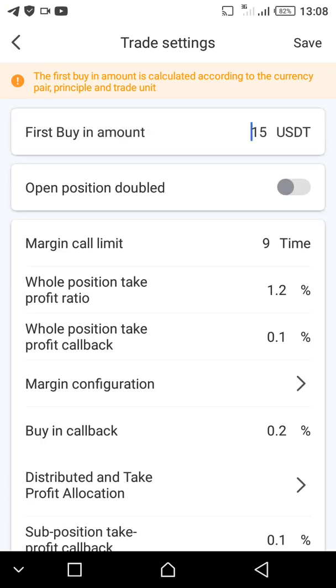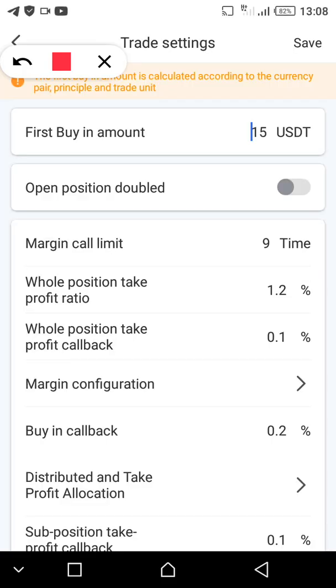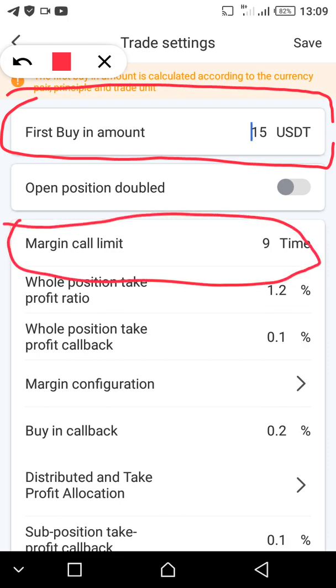My first buy order, you're supposed to be conversant with it now. My first buy order is $15. Margin calls: the number of times it is going to buy as it's dropping. That is 9. Don't turn this on, please, because when you turn it on, you are exposing yourself to more risks. So don't turn it on. Open position double, don't turn it on.